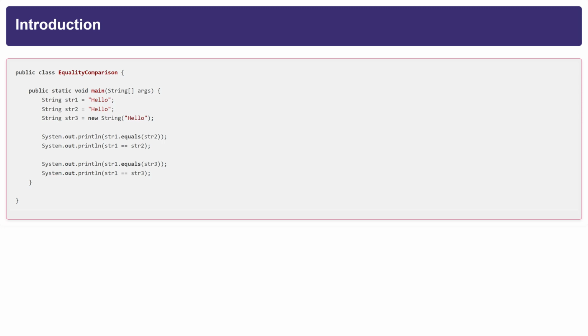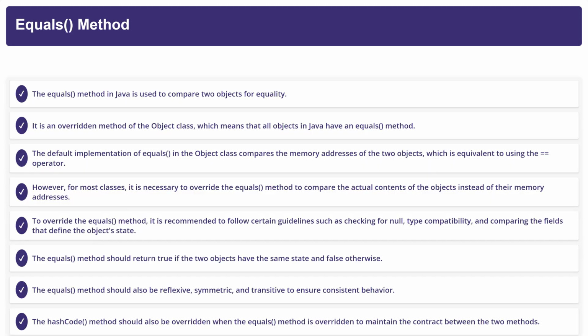The next two print statements compare str1 and str3 using the equals method and the == operator, respectively. Although the content of both strings is the same, the equals method returns true again, but the == operator returns false because str1 refers to a string literal while str3 refers to a different object created with the new keyword.